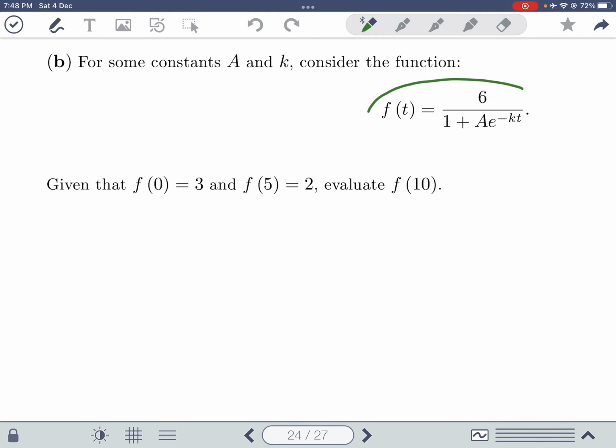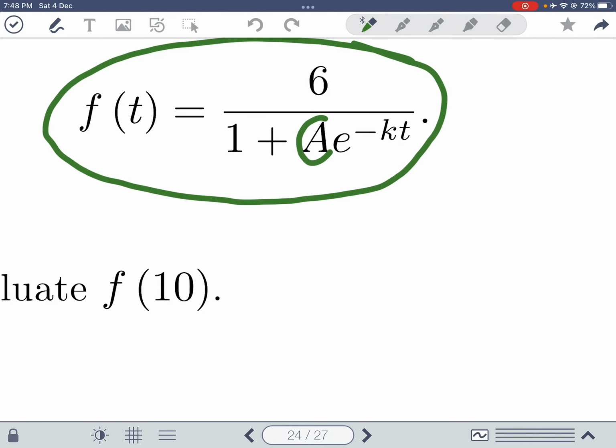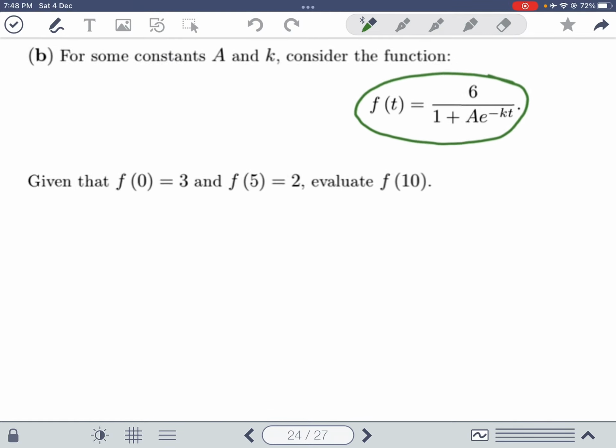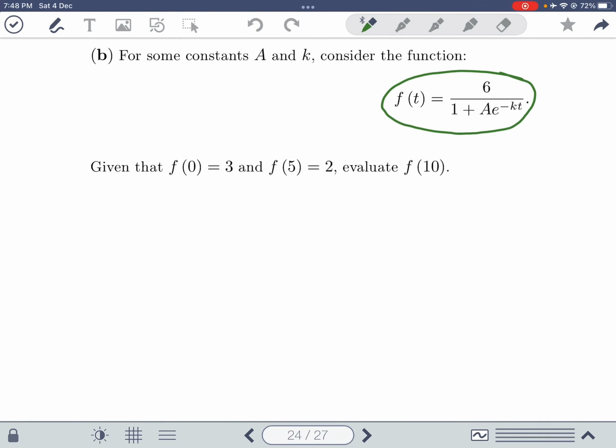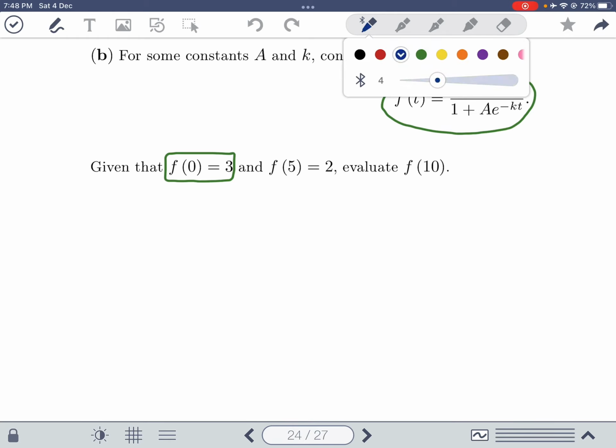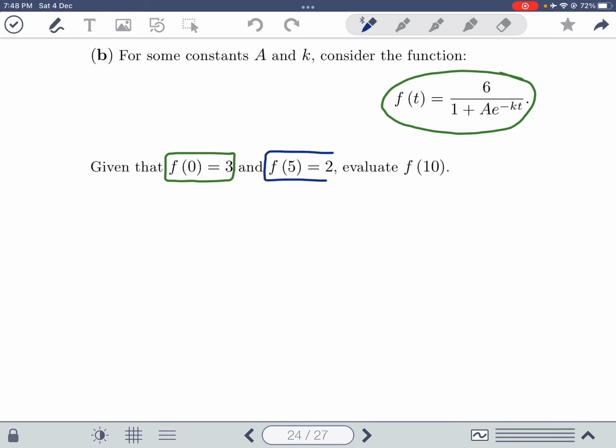Now we're given a function f of t, but they're not telling you what a and k are. They're hidden from you, and you need to find them first to answer the question. So the given is that f of 0 is 3, in green, let's say, and f of 5 is 2 in blue. Let's see how this helps us in solving the question, which is to find f of 10. Notice you cannot use the calculator yet because you don't know a and k. First you need to know a and k.